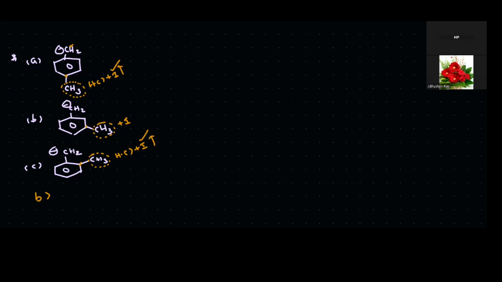In this case, 1, 2, 3, 4. Distance increased. So now this one is more stable. A is more stable than the C. This is the stability order of benzyl carbanions. So this kind of problem is also very, very important.